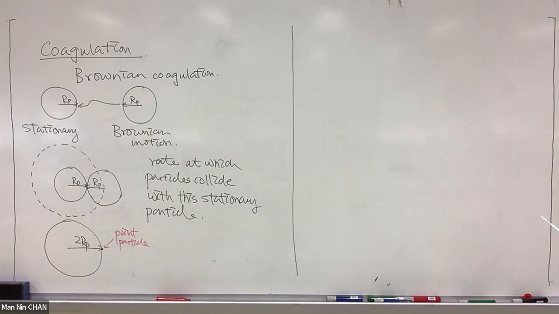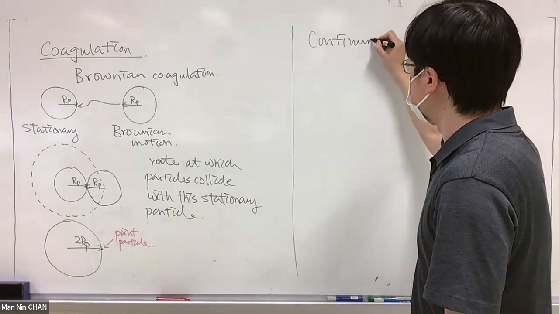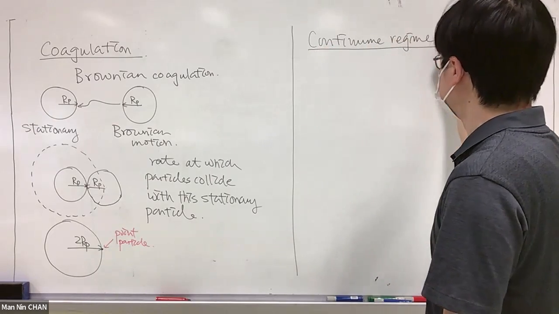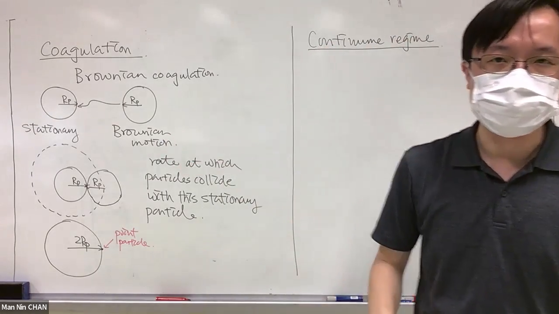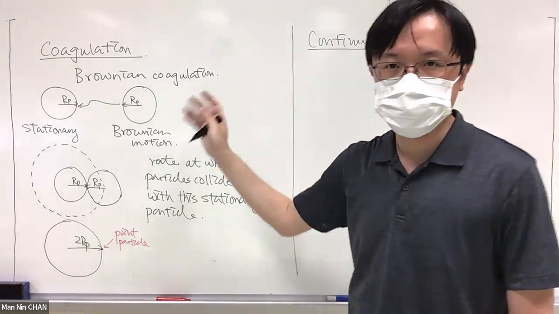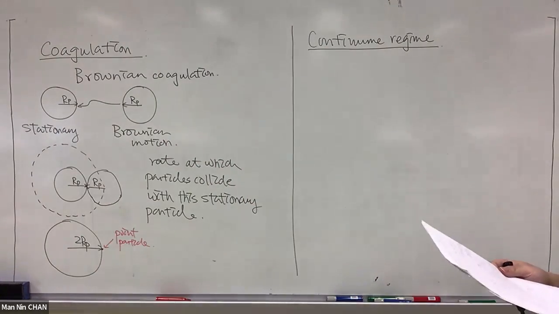So first, we consider the continuum regime. We know that it depends on the particle size and, of course, the mean free path. So we can have a continuum regime, kinetic regime, or transition regime. We start with the continuum regime.